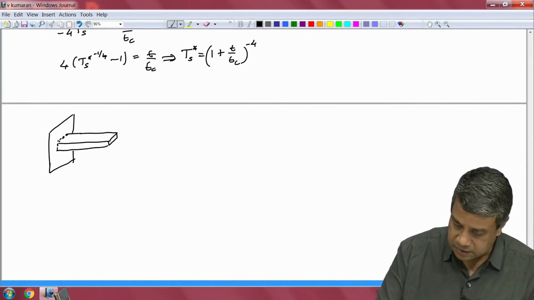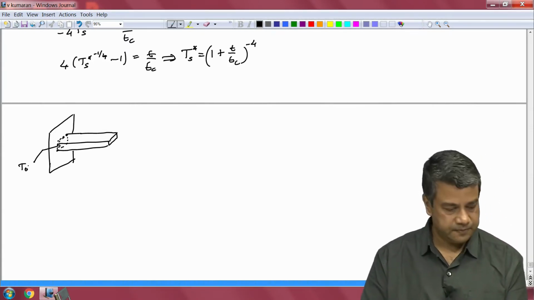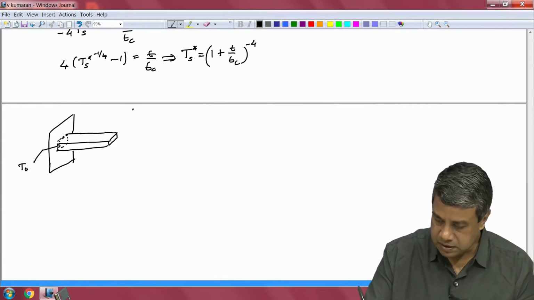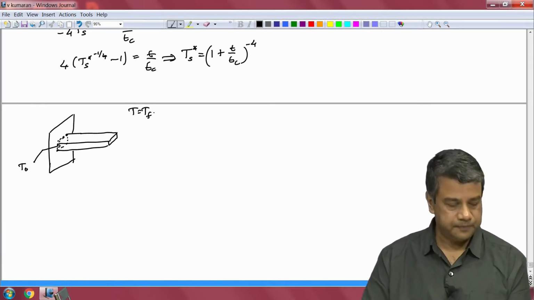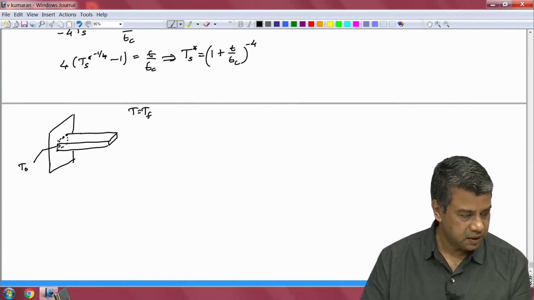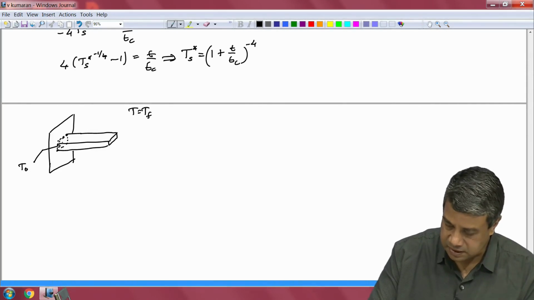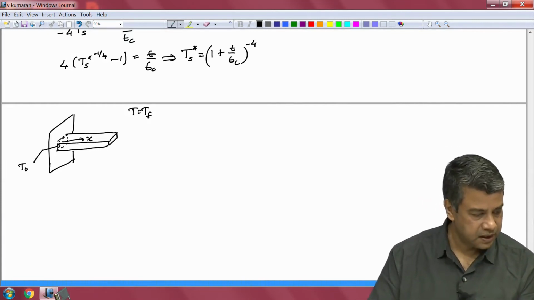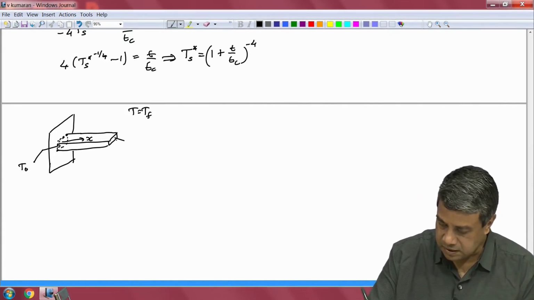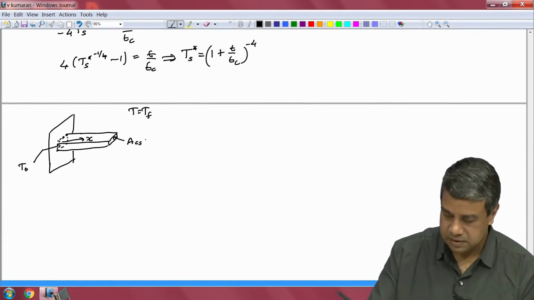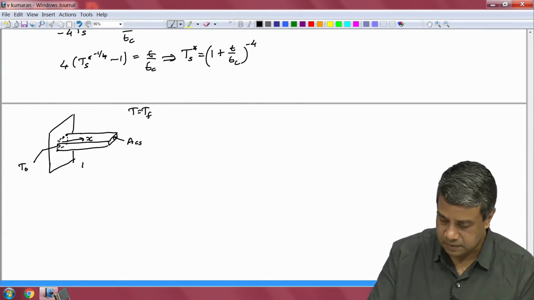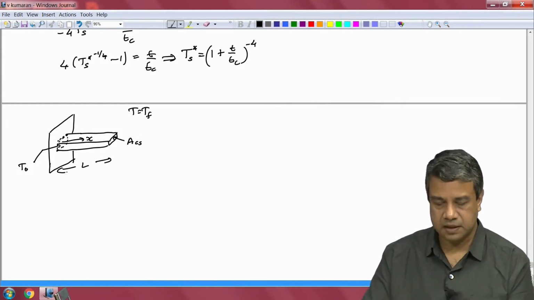In this particular case we have a wall temperature at the surface. I will call that wall temperature T naught. T is equal to T naught on the surface, and T is equal to Tf far away. As the distance varies, I'll take this as the x direction, the distance along the fin, and the cross sectional area I'll call ACS, and the total length of the fin will be called L. L is the total length.